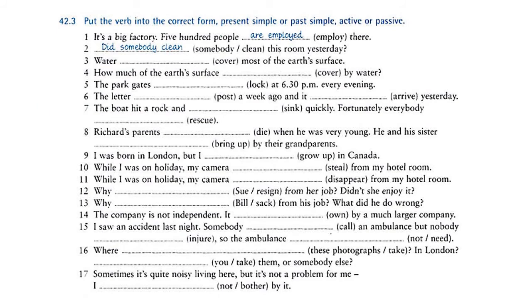Now we have exercise number 3. Put the verb into the correct form. Present simple or past simple, active or passive. We have 2 examples. The first 2 sentences are examples. It's a big factory. 500 people are employed. Did somebody clean this room yesterday? Water covers most of the earth's surface.